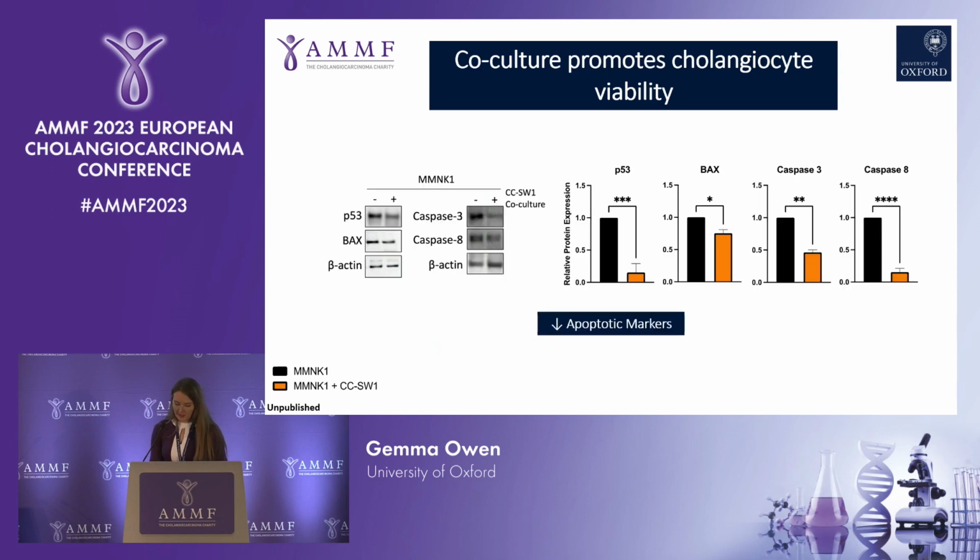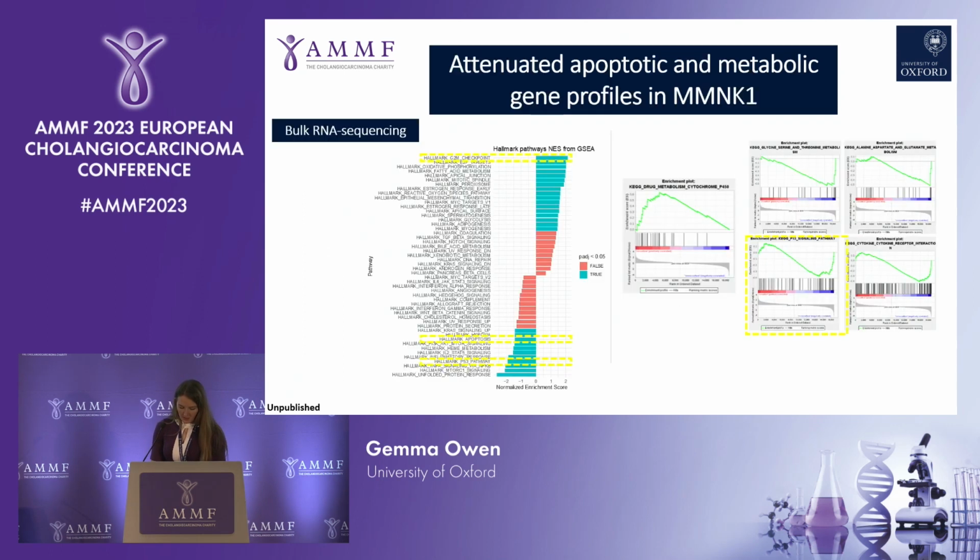We then started to evaluate the molecular mechanism behind these behavioural changes, and we saw a significant decrease in the protein expression of the apoptotic markers such as P53, BAX, caspase-3, and caspase-8, shown here. Furthermore, we then looked at how we could evaluate the gene expression changes in our cholangiocyte compartment when grown in co-culture.